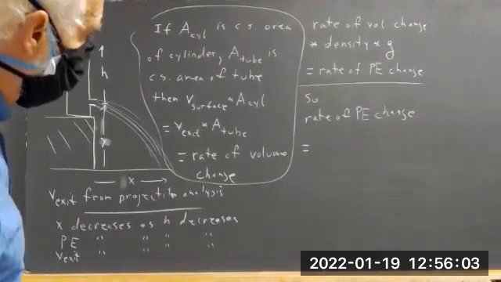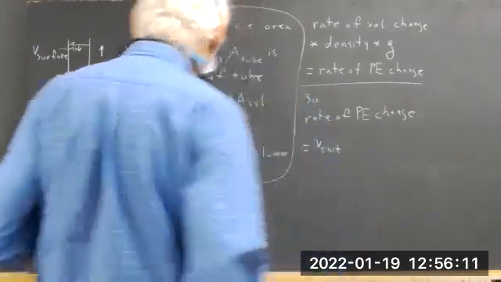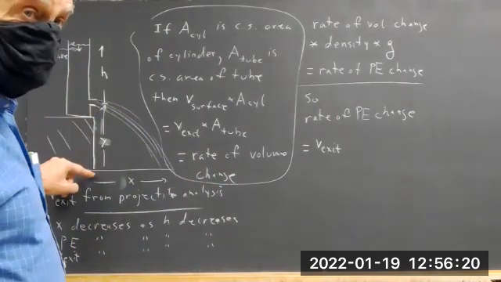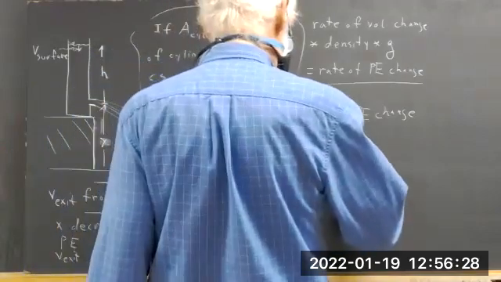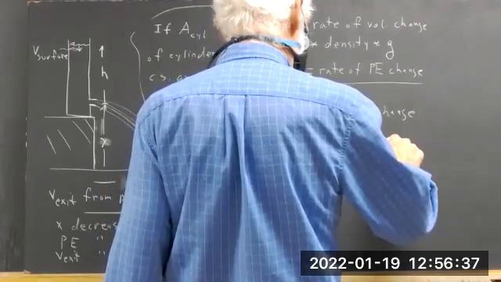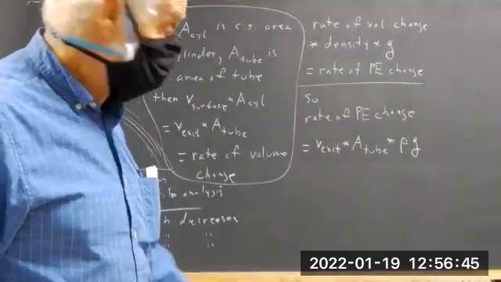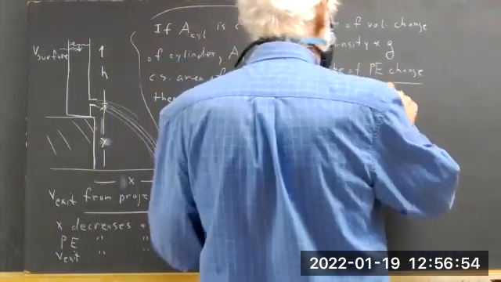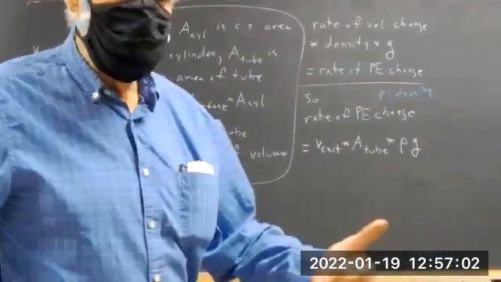So the rate of potential energy change equals the velocity, which we can calculate from observations, just the projectile. You know how long it takes to fall from here to here. You divide that into how far it goes, you find out how fast the water is moving. I'm going to use rho for density. I think that's implicit. But maybe not. So I'm just going to make a little side note up here. And that's as close to 1,000 kilograms per cubic meter.